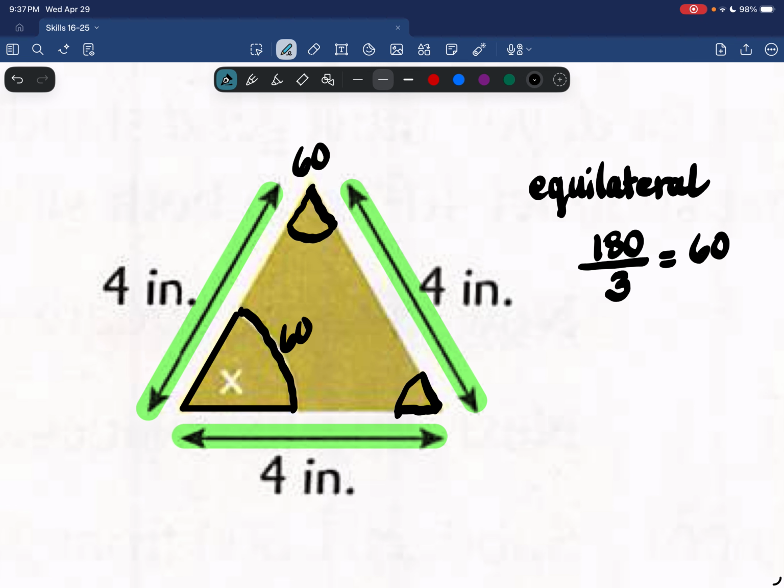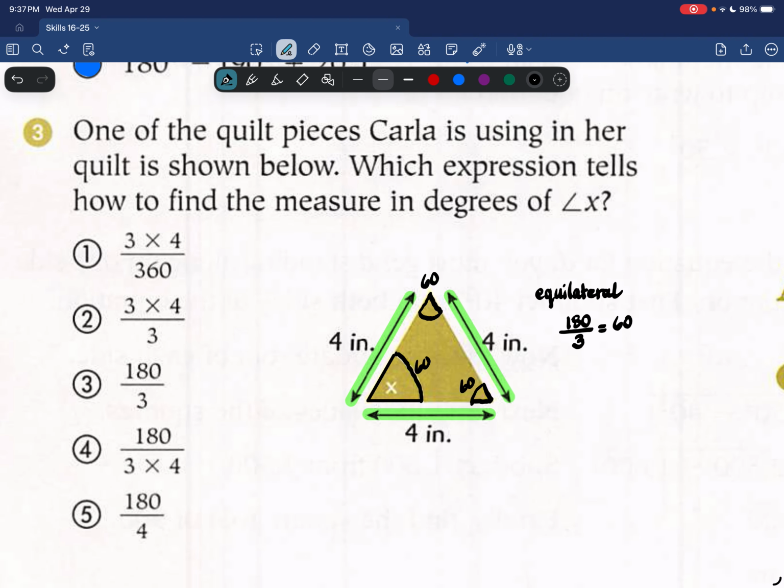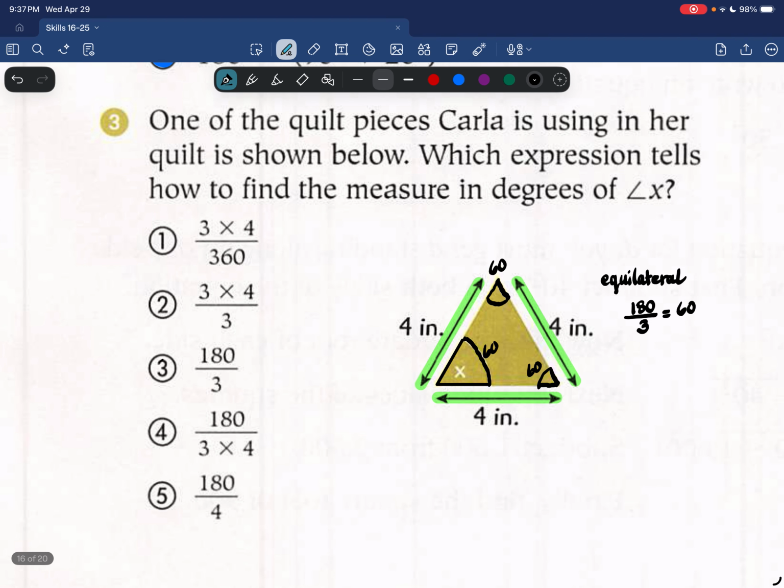If you know that you have an equilateral triangle, each angle is going to be 60. That will never change. And I know that it's equilateral because the sides, the 4 inches, are the same. So 180 divided by 3 is what I'm looking for, and that is this one.